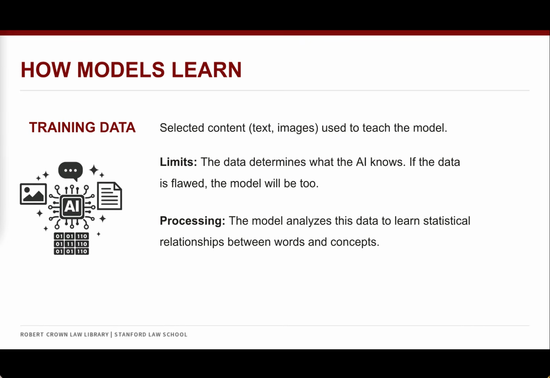So how do these models learn? Through training data, a vast collection of text, images, or other information used to teach an AI model. This is what determines what the AI knows and how it responds. The training data shapes both the model's capabilities and its limitations.